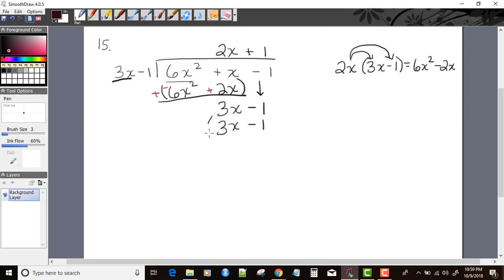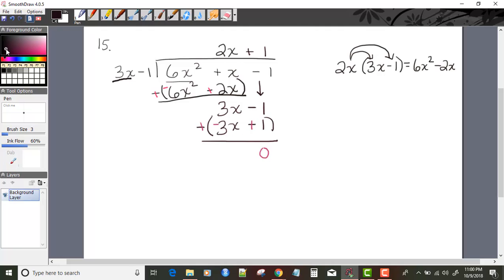If I subtract, I will see, let's go back to using pink. Again, distributing my negative. 3x minus 3x is 0. Negative 1 plus 1 is 0. So my quotient without a remainder, 2x plus 1, is my answer.